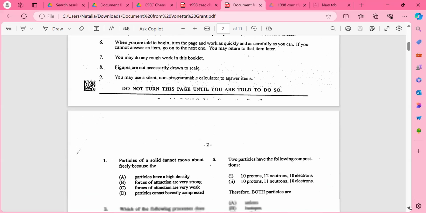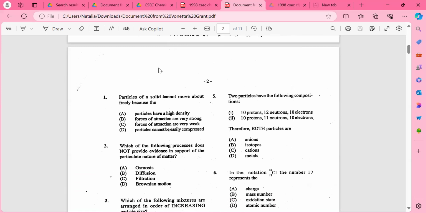So in January 2018, particles of a solid cannot move freely because of the strong force of attraction that the particles have. So our answer is going to be B. Force of attractions are very strong.